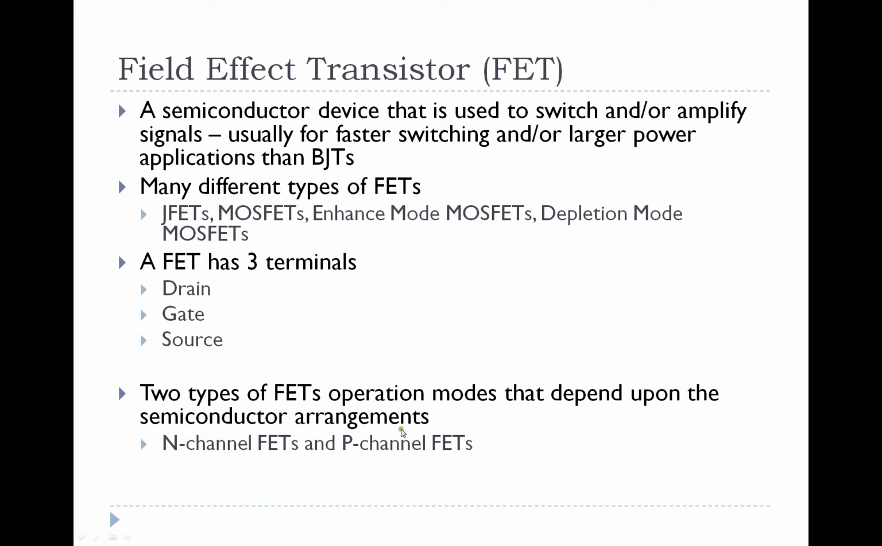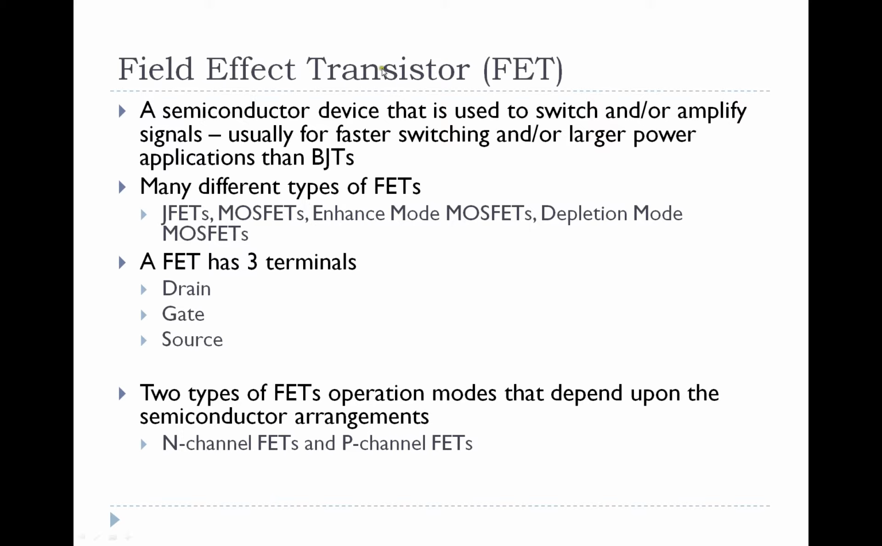We also have a P channel FET, which has the wells comprised of P type material and the body comprised of N type material. A FET has three terminals that are important, which are the drain, the gate, and the source. And there are different types of FETs that we can have. There are junction field effect transistors, metal oxide semiconductor field effect transistors, there's enhanced mode, depletion mode. We're not going to worry about all of the different types. That should be left for an advanced course in semiconductor devices.